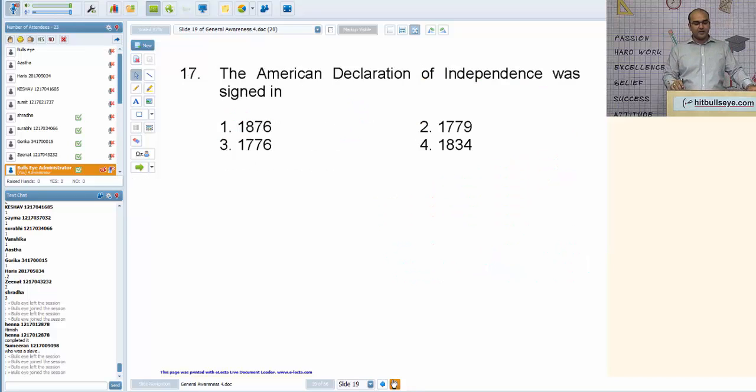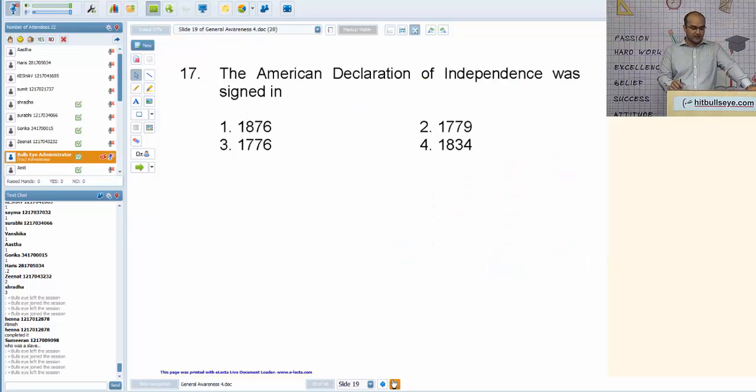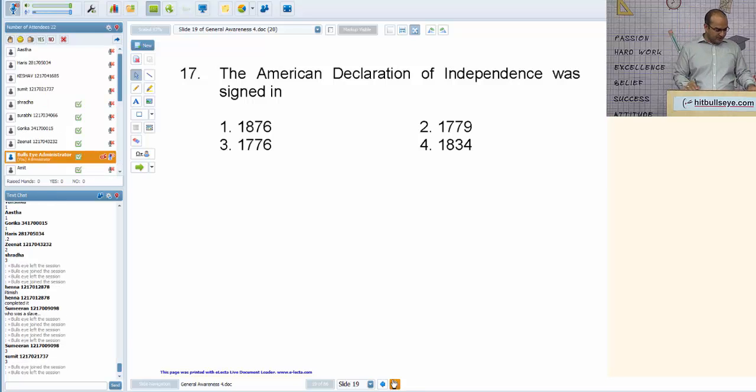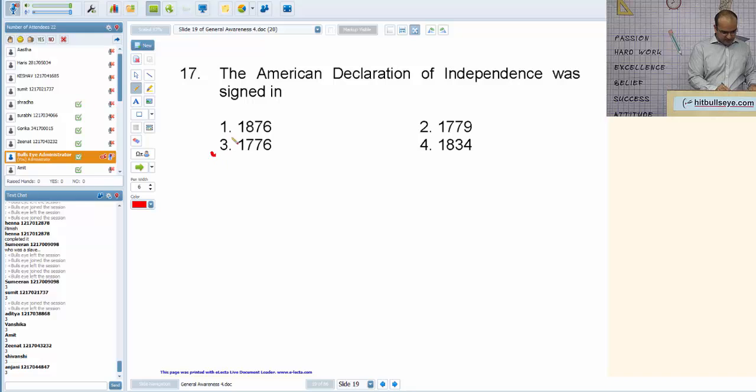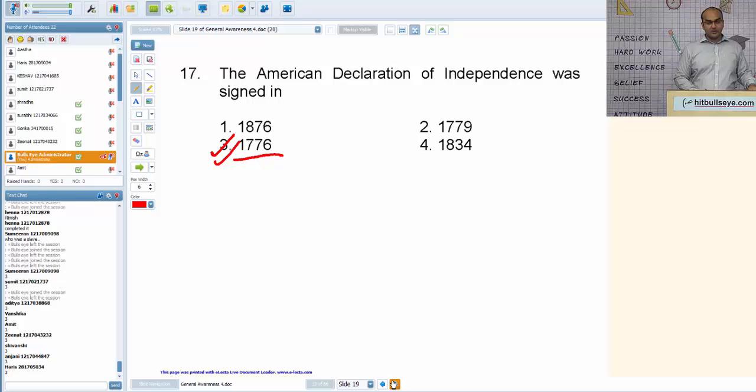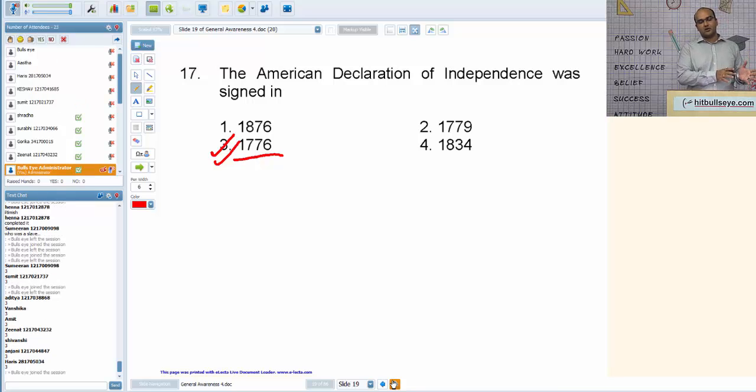Okay, next, the American Declaration of Independence was signed in... Again, a very simple question. Those of you who watch Hollywood movies would definitely know the answer. The answer, of course, is 1776. So 13 states of the USA formed a federation and decided to fight against their colonial conqueror, the British. They got together and signed the American Declaration of Independence in the year 1776 in Philadelphia, USA.